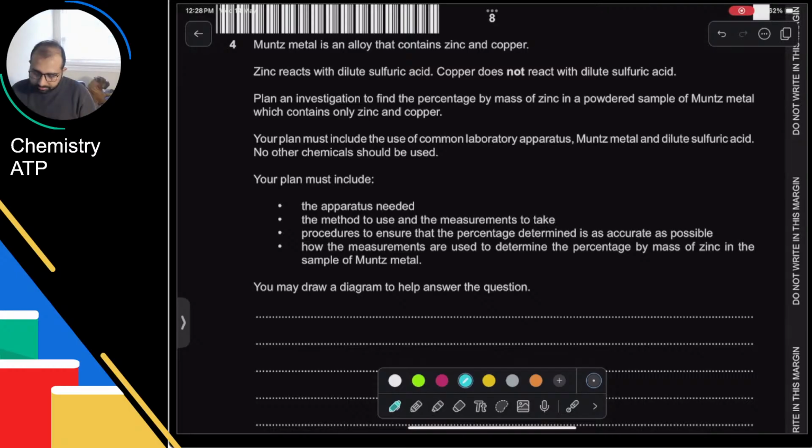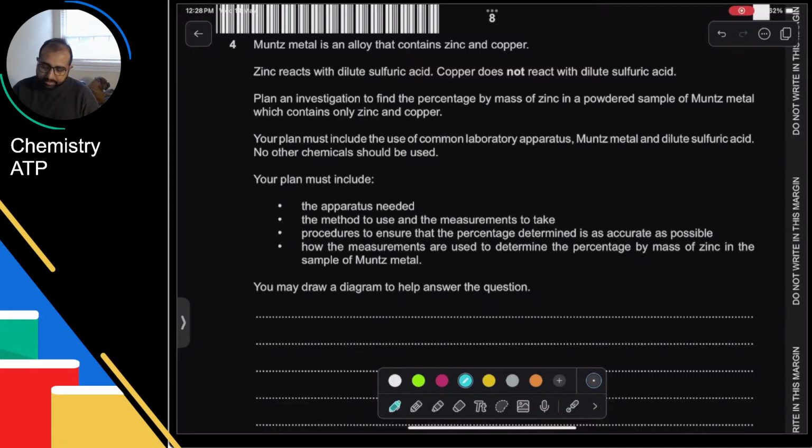Okay, Muntz metal is an alloy that contains zinc and copper. Zinc reacts with sulfuric acid. Copper does not react with sulfuric acid. Why? Because copper is below hydrogen in the reactivity series. It cannot displace the hydrogen ions, it cannot reduce them, so it is unreactive, less reactive.